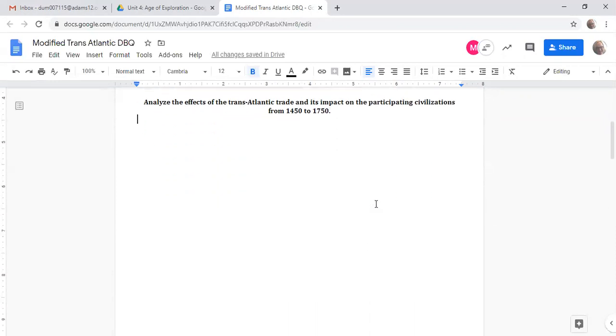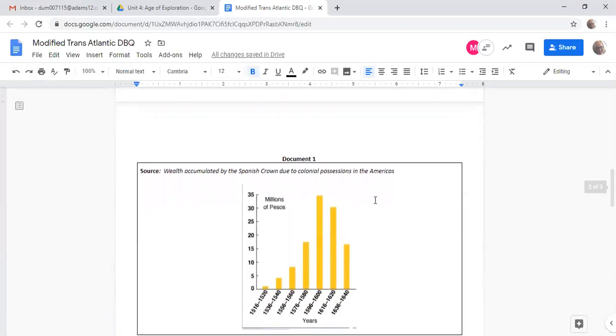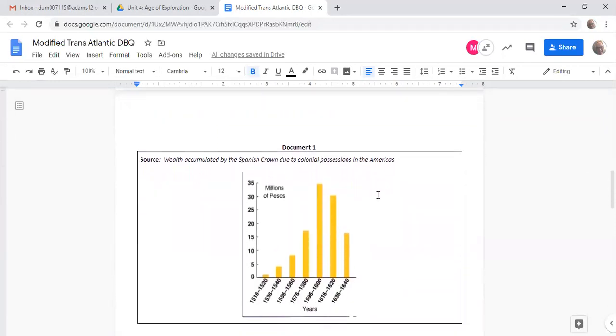And so we're going to scroll down to this first document, document 1, wealth accumulated by the Spanish crown due to colonial possession in the Americas. I don't have an author for this document, so there is no way I'm going to be able to do POV for this document. You have to have an author and know some kind of information. So we're going to take POV right out of the arena. I think it's going to be kind of hard to do audience because I don't know when this document was written or created. So that's going to be a little bit more challenging.